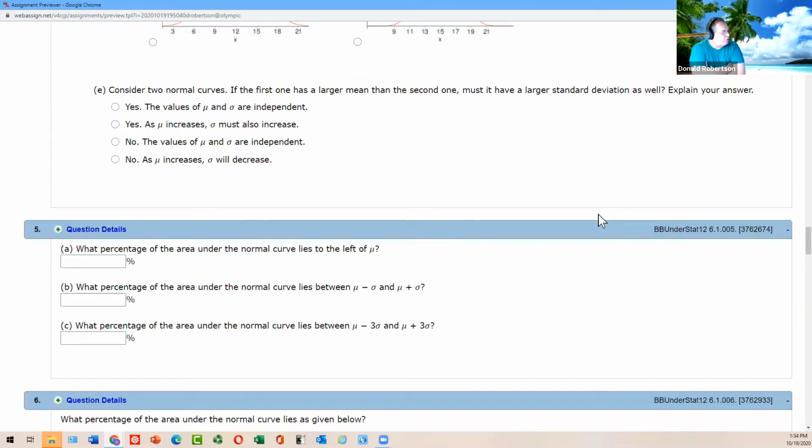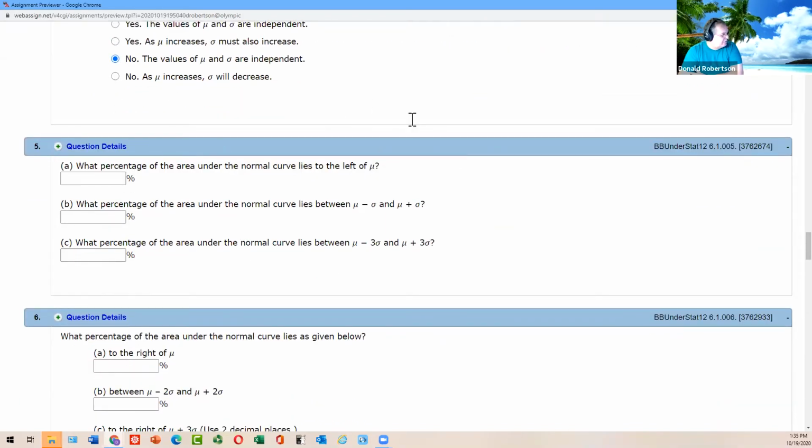Consider 2 normal curves. If the first one has a larger mean than the second, does that mean that it must also have a larger standard deviation as well? Because you have one curve with a mean of 10 and another curve with a mean of 20. Does the standard deviation care what the mean is? No. They're independent, that's the term we use. So one of these is that one. No, whoops, they are independent, right?